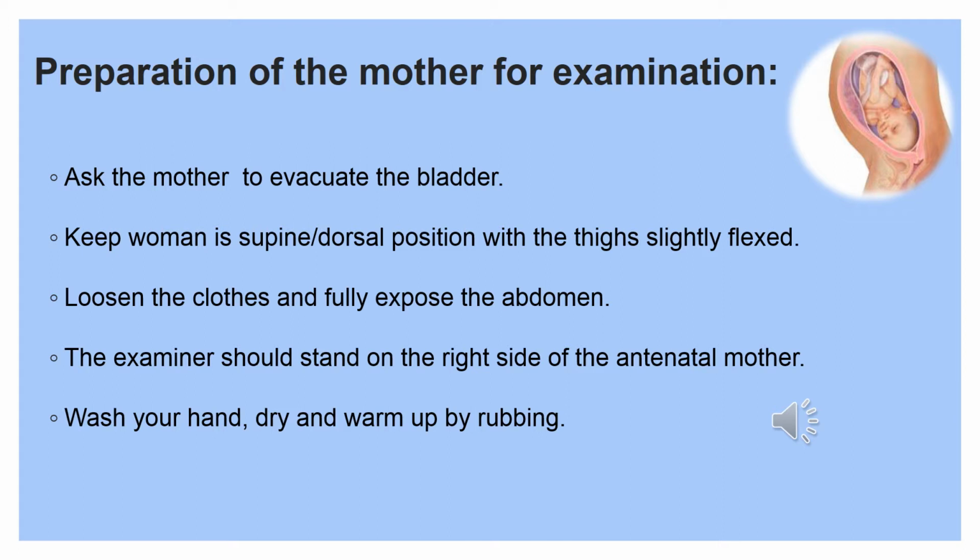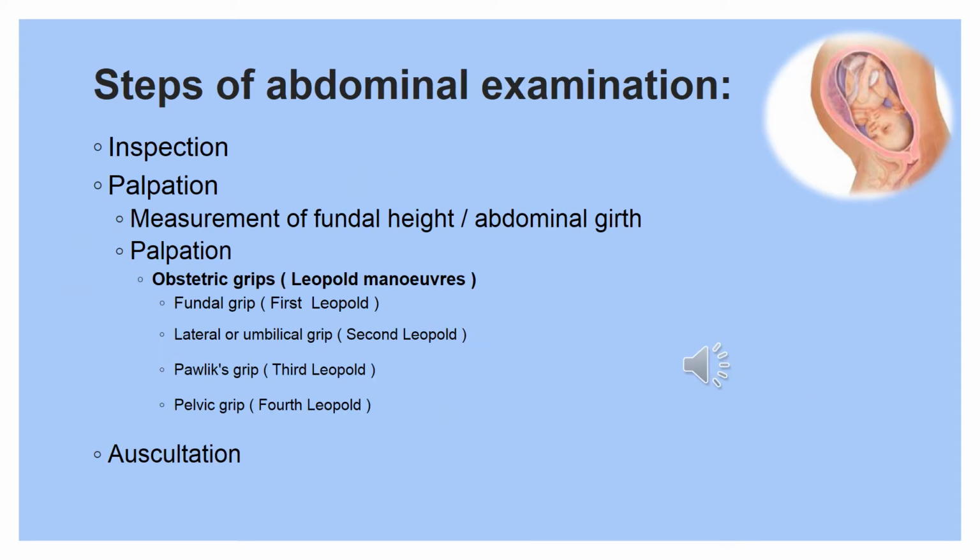Wash your hands and dry them, and if your hands are not warm, you can rub the hands together to make them warm before you start the procedure. Steps of abdominal examination. There are 3 steps included in the antenatal abdominal examination. They are inspection, palpation and auscultation. Under palpation, there are different steps included that I will explain in detail in the upcoming slides.